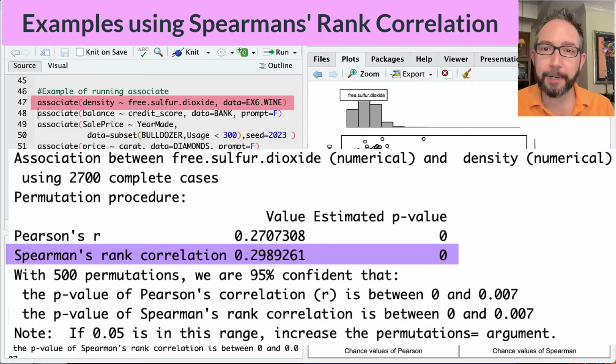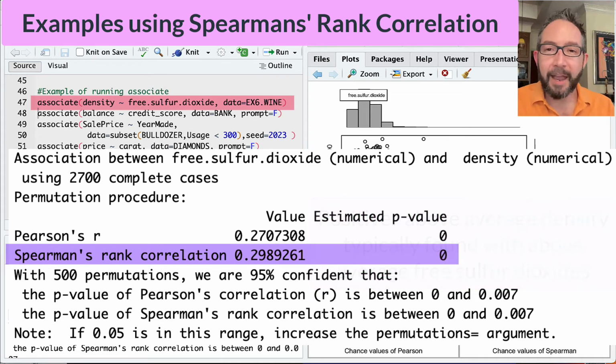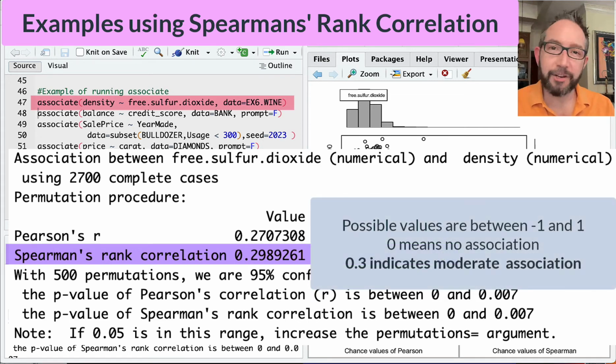So the value of Spearman's rank correlation is about 0.3. It's positive, so above average values of density are typically found with above average values of free sulfur dioxide. Below average values of density are typically found with below average values of free sulfur dioxide here. So it's a positive relationship. And what we're measuring is a value of 0.3. It ranges between -1 and 1, so this is a moderately strong relationship here.